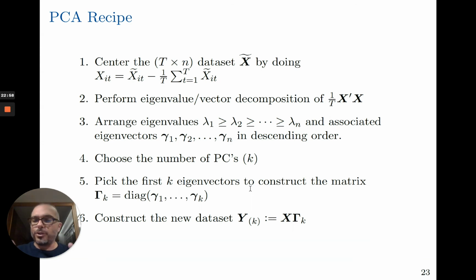So you don't really need to run the maximization problem. I just showed the maximization problem to prove to you that this is equivalent to running an eigenvalue eigenvector decomposition of a matrix. Any software like Python or MATLAB can do eigenvalue eigenvector decomposition of a matrix.